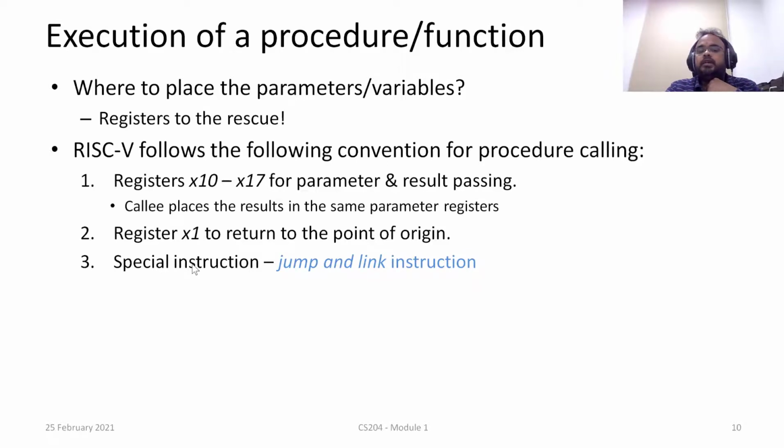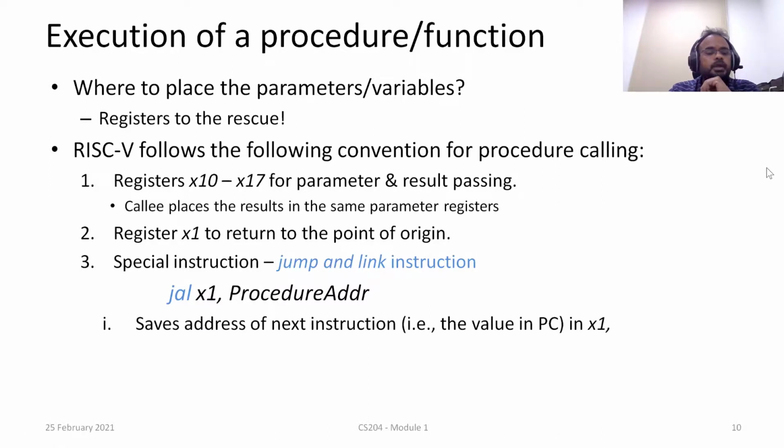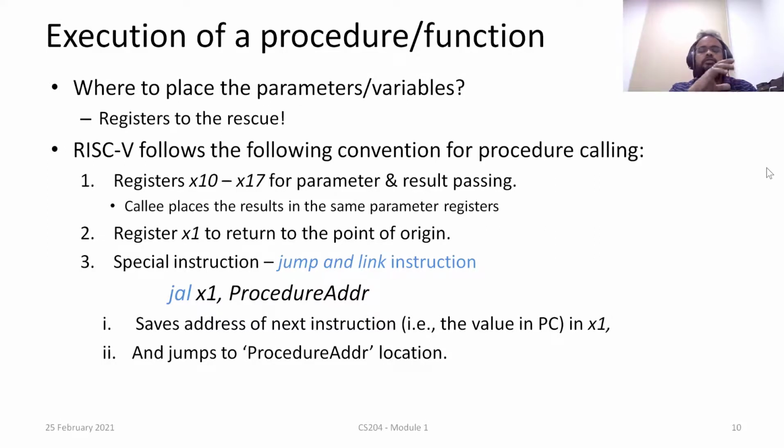For this, we have a special instruction which is called jump and link instruction. In short, it is JAL, the mnemonic. It looks something like this: JAL x1 and the procedure address where we want to jump to. What this instruction does is it saves the address of the next instruction, the value of the PC, in x1, and jumps just like the branch instruction does. It transfers the control from the caller to the callee, or the first instruction in the callee.